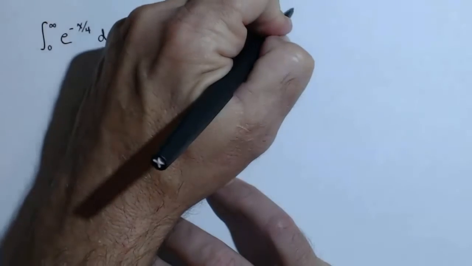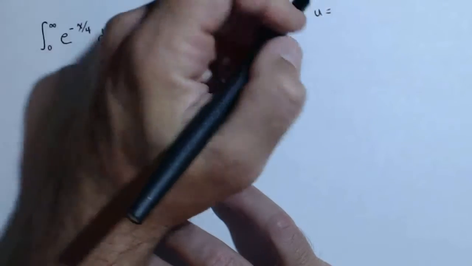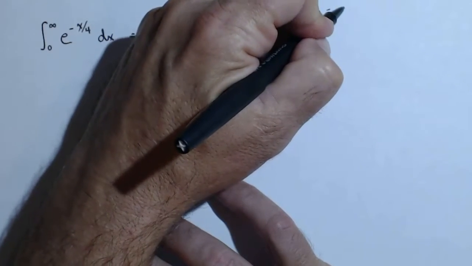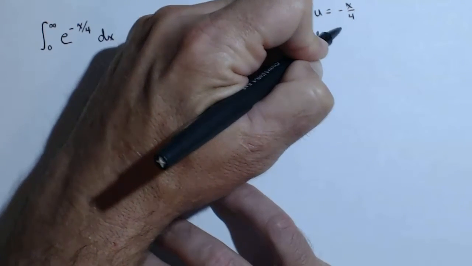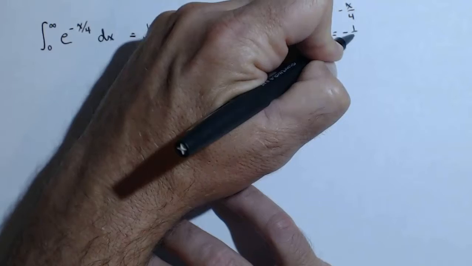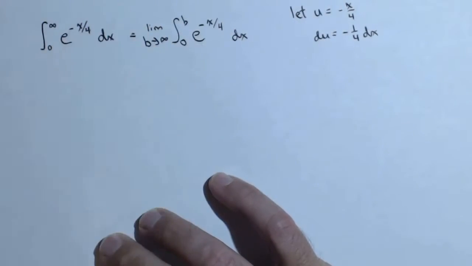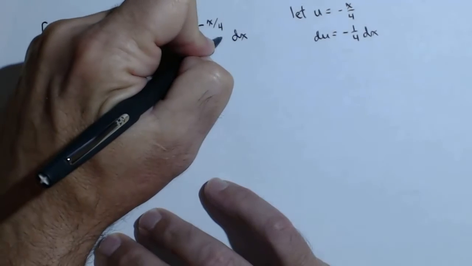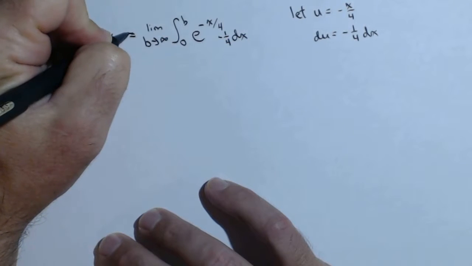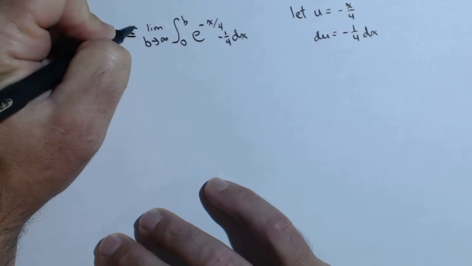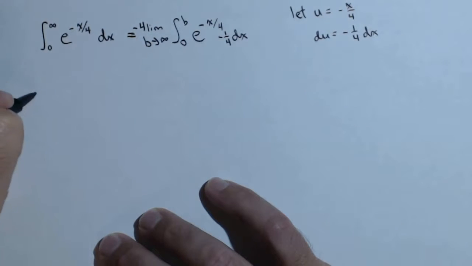which if we want, we could use a u substitution. I'm going to let u equal negative x over 4, and then du equals negative 1/4 dx. Well, I don't have a negative 1/4 in there, so I'm going to put a negative 1/4 in my integral for my substitution. And outside here, I'm going to write it all the way out in front of the limit. I'm going to put a minus 4 to compensate. Those are going to cancel each other out.